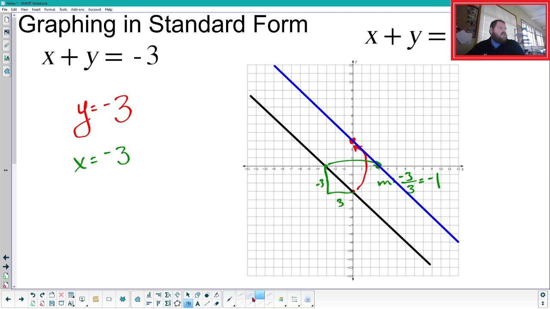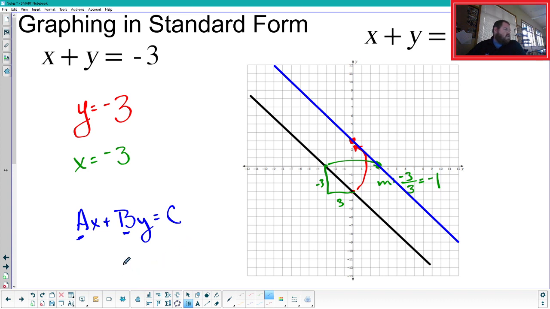Okay, and we're going to get into this a little bit later, but it turns out that in standard form, and I've mentioned this before, standard form is written as capital A x plus capital B y equals C. It turns out that the slope in standard form is related to these A's and B's.